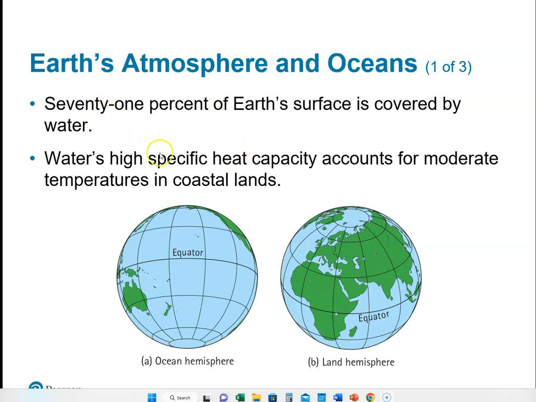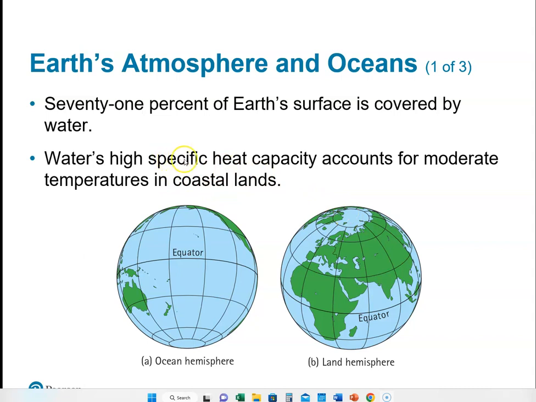The first part is to just notice the simple fact that the Earth is 71% ocean. It's mostly ocean, right? Only 29% of the surface of the Earth is land. That's something to be considered when you think about where humans can live, where animals and plants and stuff like that can live.